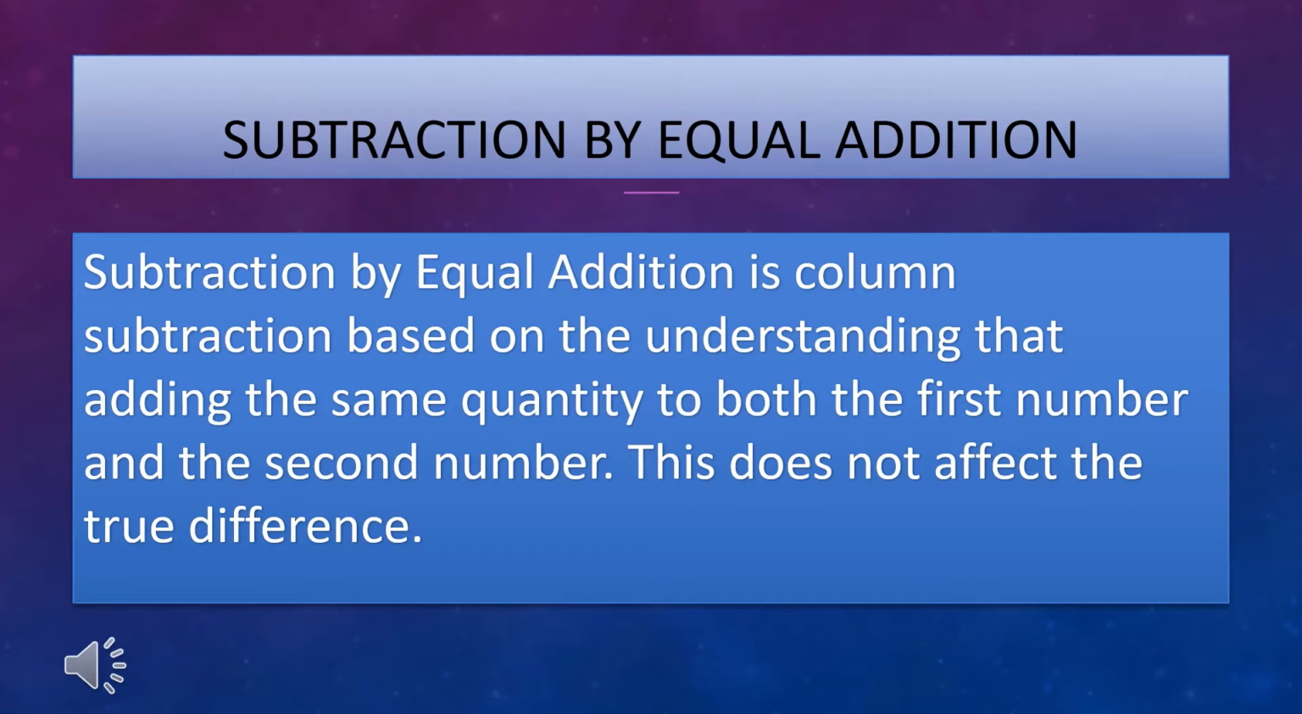Subtraction by equal addition. Subtraction by equal addition is column subtraction based on the understanding that adding the same quantity to both the first number and the second number does not affect the true difference.